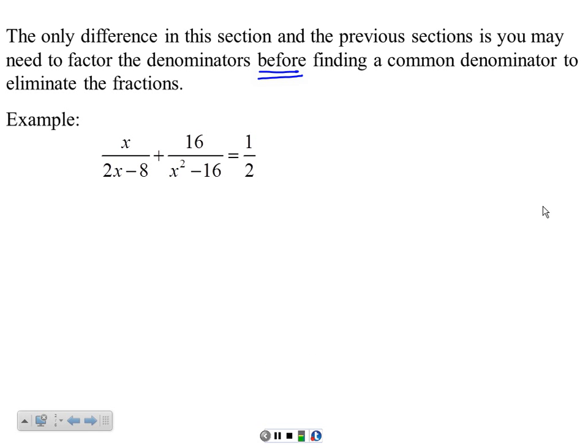If you notice, look at the denominators. For the very first one, I'm going to have to factor out a 2, and I'm going to get x minus 4. And for the second one, this is the difference of 2 squares, so I'm going to factor into x plus 4 and x minus 4. So I get a new equation, but it's just manipulated.